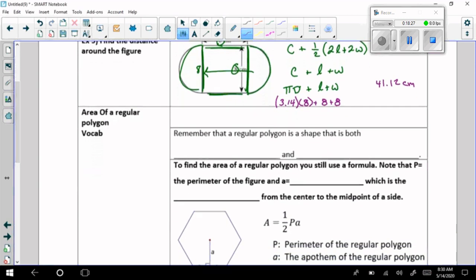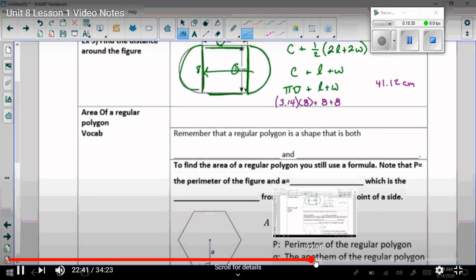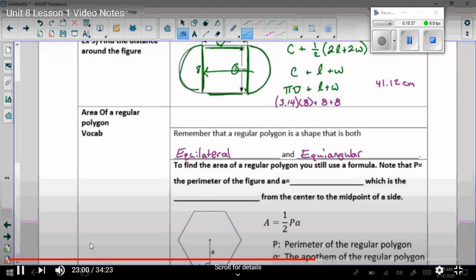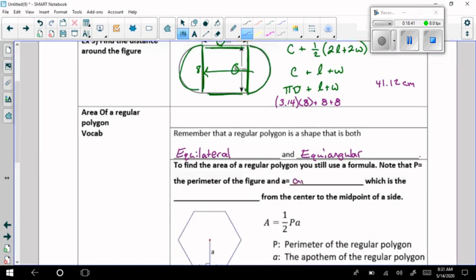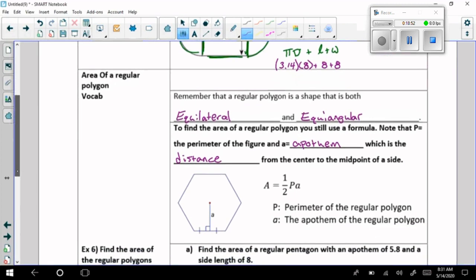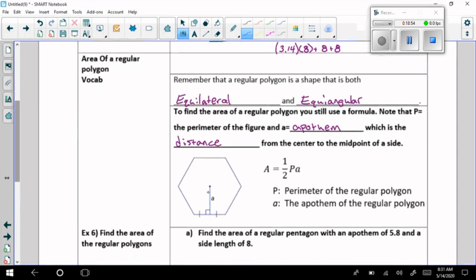Area of a regular polygon is probably the hardest one just because it takes so many steps. Remember that a regular polygon is a shape that is both equilateral and equiangular. To find the area of a regular polygon, you're still going to use a formula. P is equal to the perimeter, and A is what we call the apothem, which is the distance from the center to the midpoint of a side. And so that line shown on this picture here, that is your apothem.